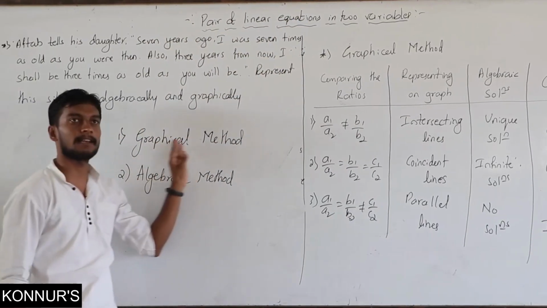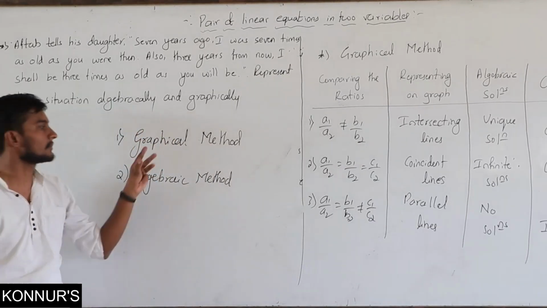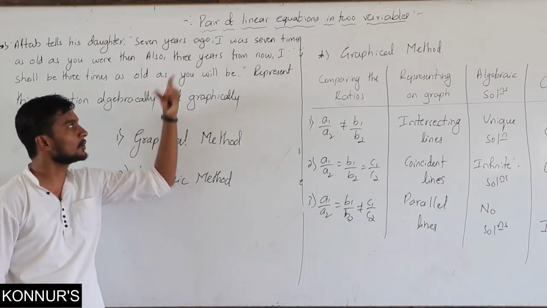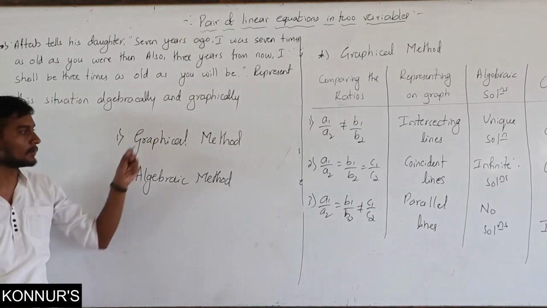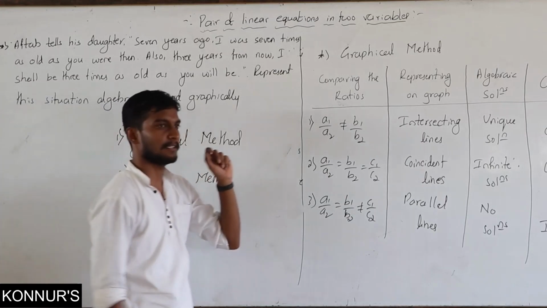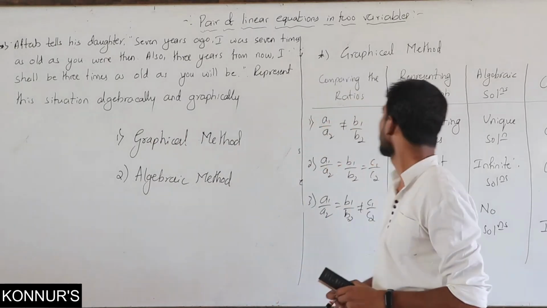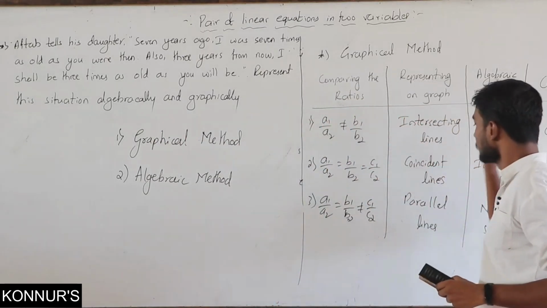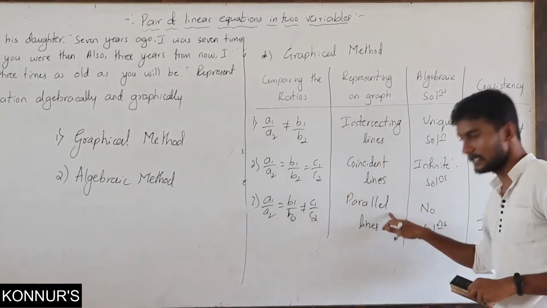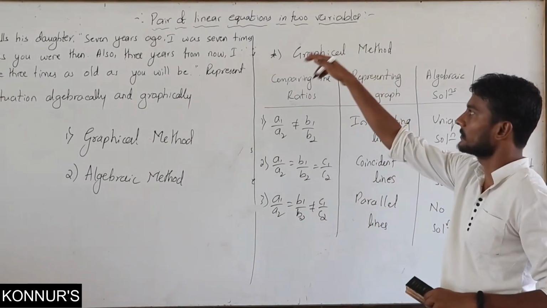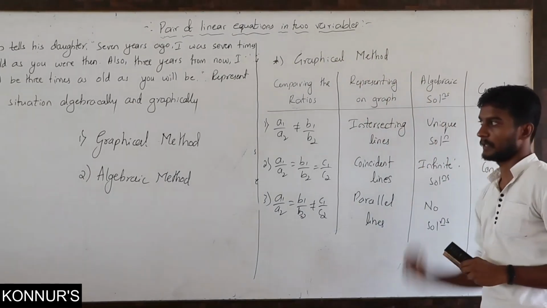In the graphical method, we are getting three conditions. By using those three conditions, we are going to find the solutions of the pair of linear equations in two variables. In the first condition we are getting intersecting lines, in the second condition coincident lines, and in the third condition parallel lines.